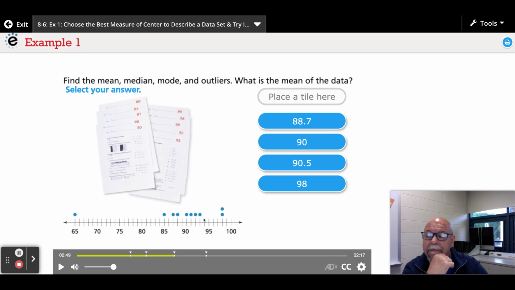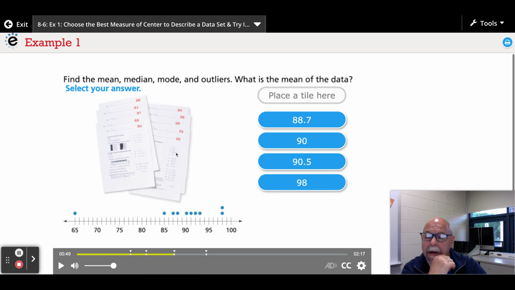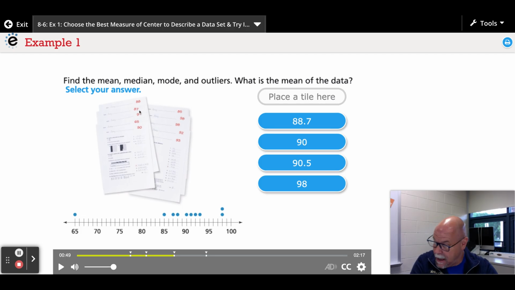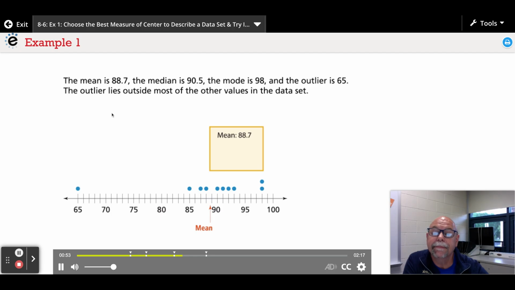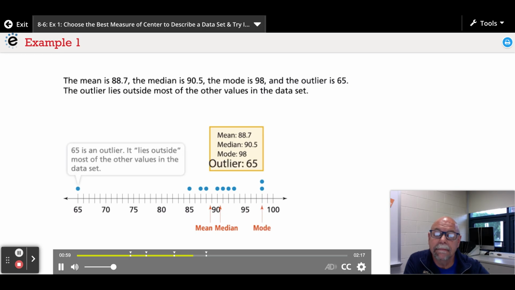Select your answer. So remember that the mean is you add all of the pieces of data together and then you divide by that number of pieces of data. 1, 2, 3, 4, 5, 6, 7, 8, 9, 10. Looks like they do not give it. Well, let's see if they do it. I'm sure they do. Oh, no, they don't do it. The mean is 88 and 7/10. The median is 90 and 5/10. The mode is 98, and the outlier is 65. The outlier lies outside most of the other values in the data set.